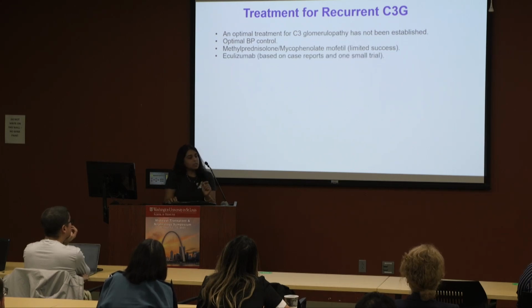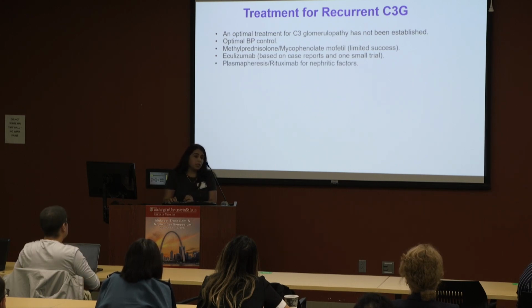Eculizumab can be used in a subset of C3G patients. There are reports that show that if your patient has more activation of the terminal pathway, eculizumab may be helpful. I would say 30% of patients respond to eculizumab. Pheresis and rituximab can be used in patients who have autoantibodies. Again, for unclear reasons, these therapies work in maybe less than 50% of patients.